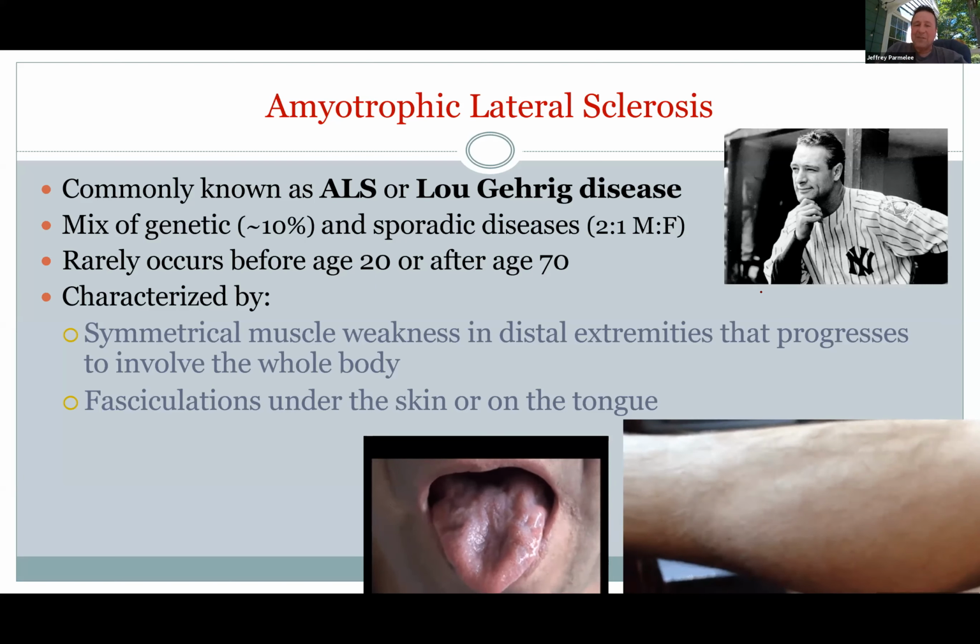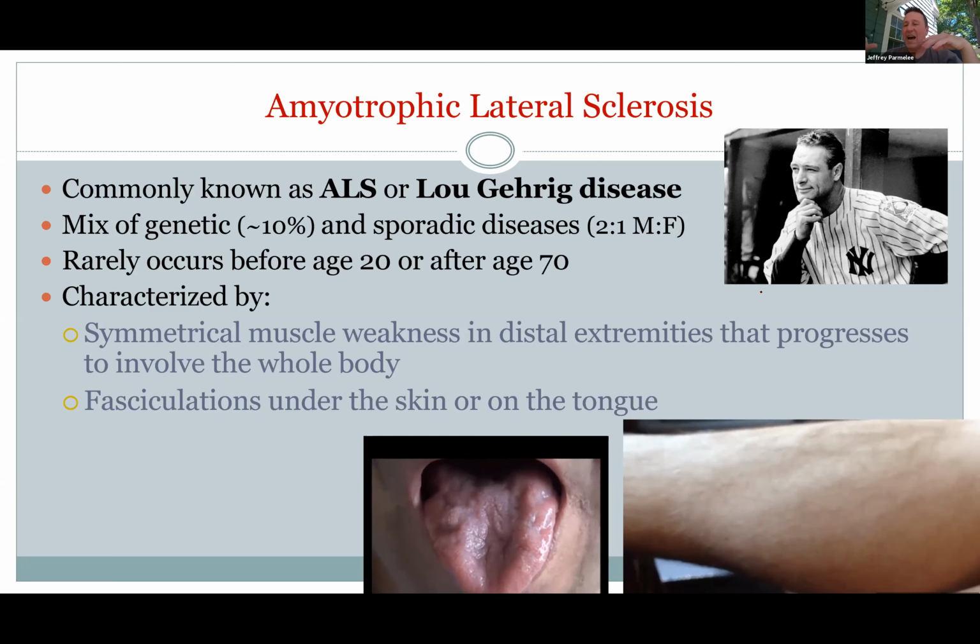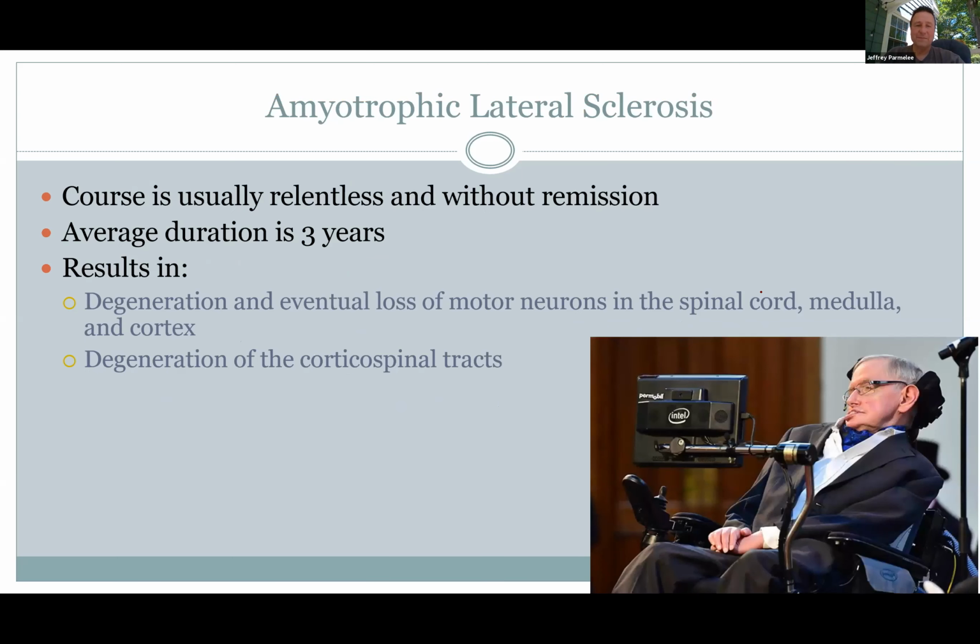And a couple of GIFs down here showing you these muscle fasciculations, something that happens as the nerve's dying. The muscle kind of goes on its own because it's unhappy. Good example, Stephen Hawking had ALS. Average duration is 3 years, but that varies. Once they diagnose it, you have this progressive genetic issue. What's causing it is a breakdown of the nerves that lead to these muscles, that we don't know how to fix.